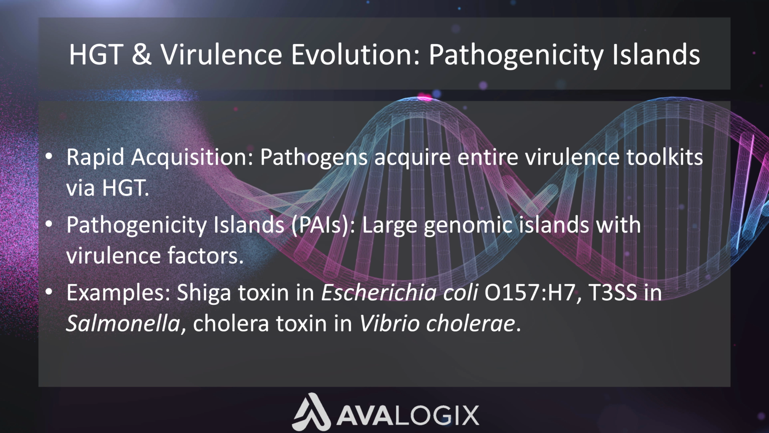By borrowing pre-assembled virulence systems from other microbes, bacteria can quickly adopt new infection strategies, enhancing their fitness and expanding their pathogenic potential. In short, HGT doesn't just fine-tune bacterial function, it can fundamentally redefine what a bacterium is capable of, making it a key force in the emergence of new infectious threats.